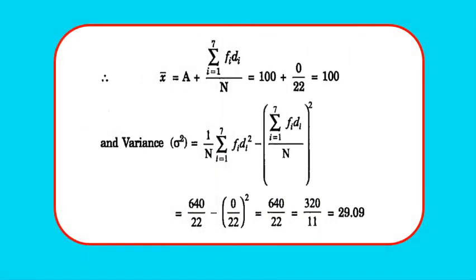Now x bar, the mean, is equal to a plus sigma fi di upon n, which is equal to 100 plus 0 upon 22, that is 100. And variance sigma square equals 1 upon n sigma fi di square minus sigma fi di upon n whole square, which is equal to 640 upon 22 minus 0, that is equal to 29.09, which is the required variance. Clear? So pause and note down the solution.